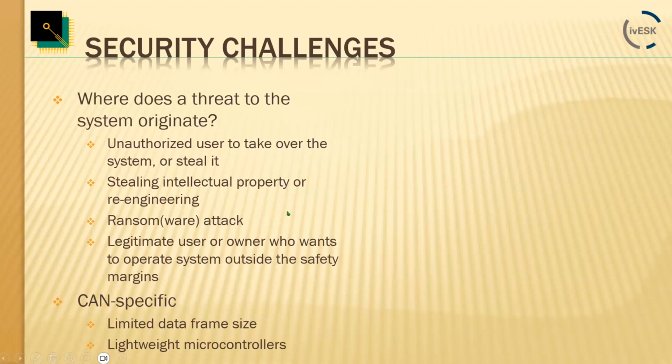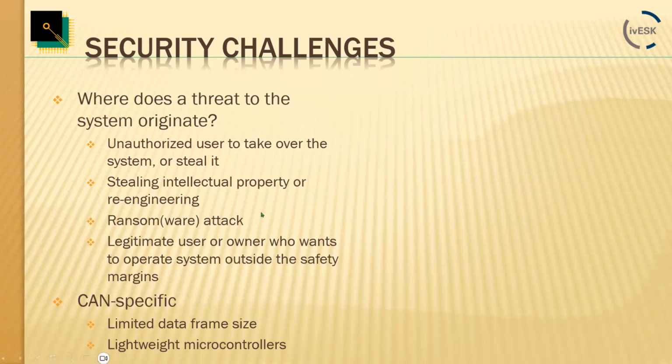And from a security perspective, the most challenging situation is always when the legitimate user or owner is the threat, because the legitimate user or owner maybe wants to operate the system outside the safety margins. You could imagine that for profit, you can try to overload certain transportation systems, and suddenly the legitimate user or owner is your possible attacker, trying to manipulate the system so that you can overload it or operate a crane higher, wider than safe.